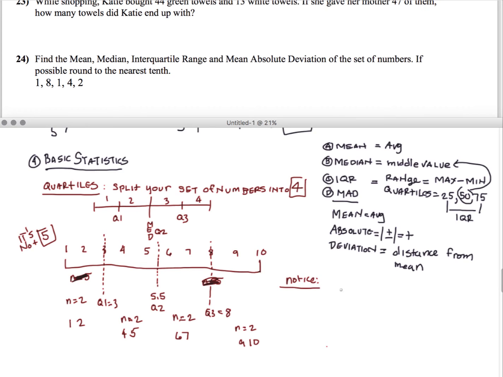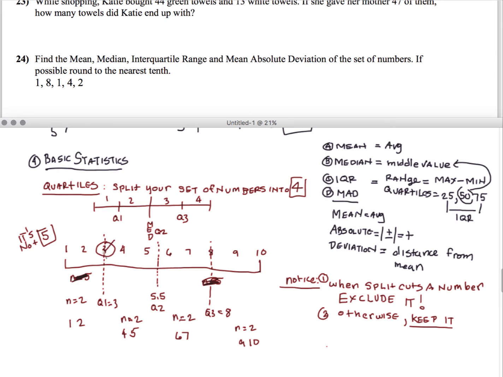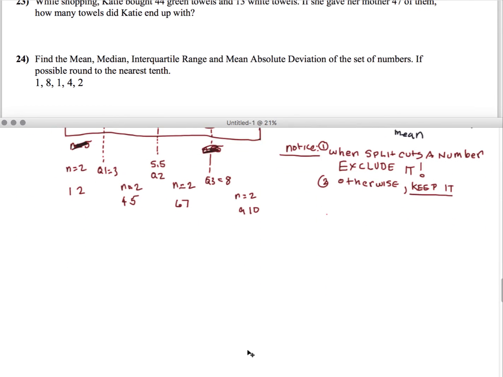This you may want to remember at the beginning, although it should make sense if you use your logic. And that is, first of all, when a split cuts a number, exclude it. So notice, our quartiles 1 and 3, they cut a number, so we excluded them. And when a split does not, in any other case, keep the number. Now this is not some crazy fancy rule. There's a very good logic to it, and we will see it over the next few exercises. Okay, so let's practice a little more, okay?